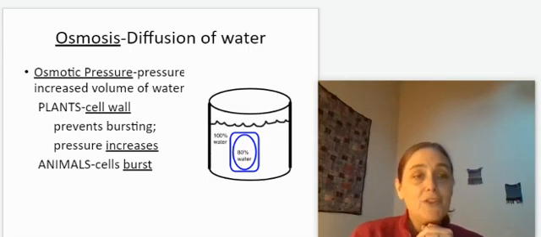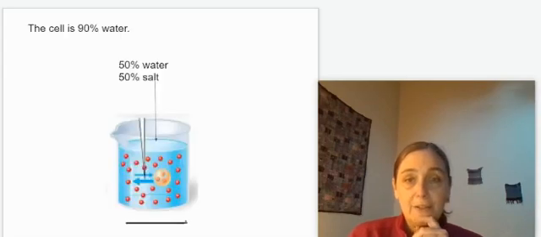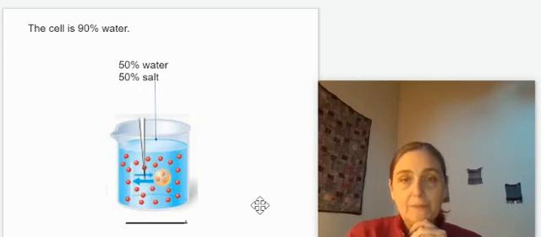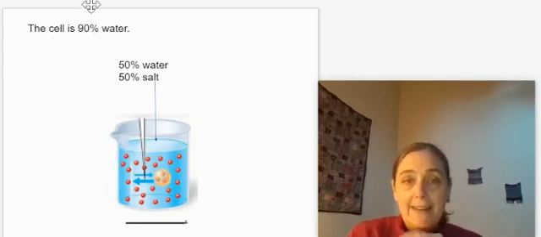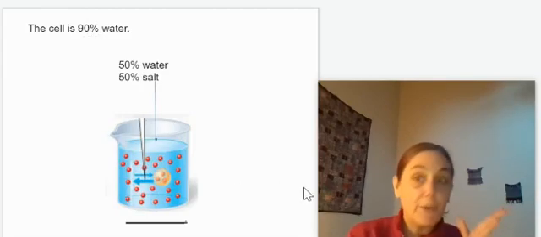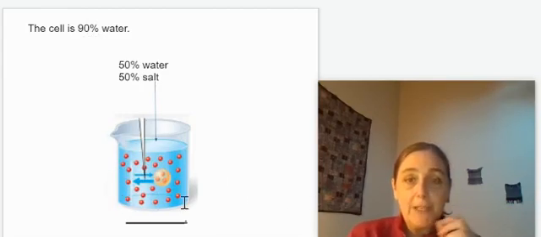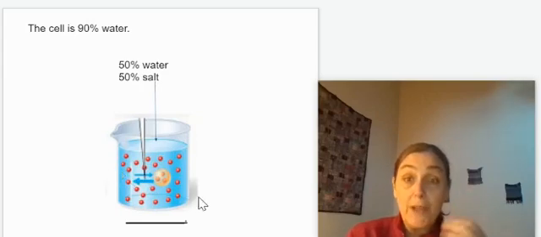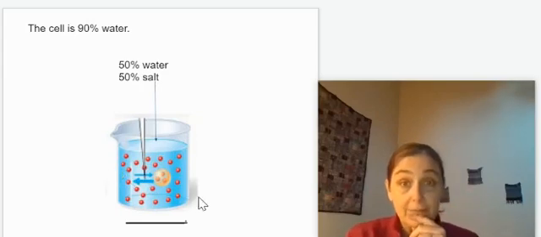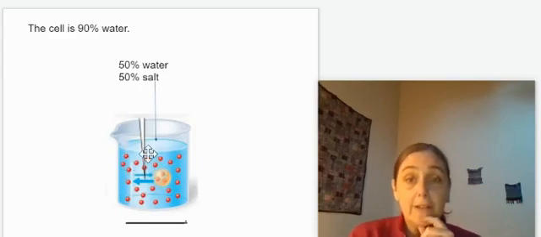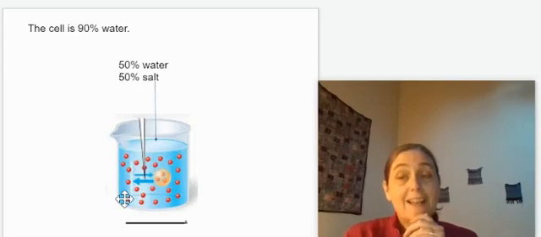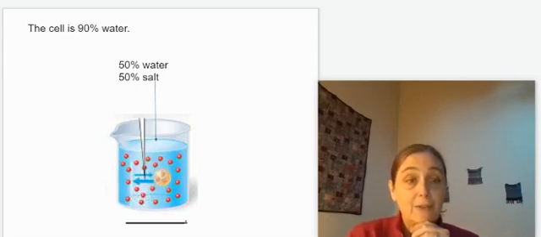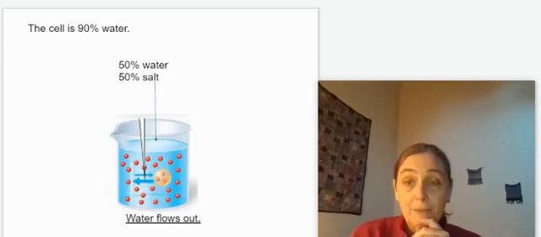Okay, so we're going to take a look at a couple of scenarios here. Now, I want you to imagine a beaker, and that orange thing is the cell. Okay, and the cell is 90% water. Okay, 10% other things dissolved in it. And let's say we put it in a beaker of water, and we add enough salt to make it 50% salt, 50% water. Which way will the water diffuse, into or out of the cell? Well, if the cell is 90% and the water around it is 50%, then the water is going to go from high to low, and it's going to diffuse out, right?